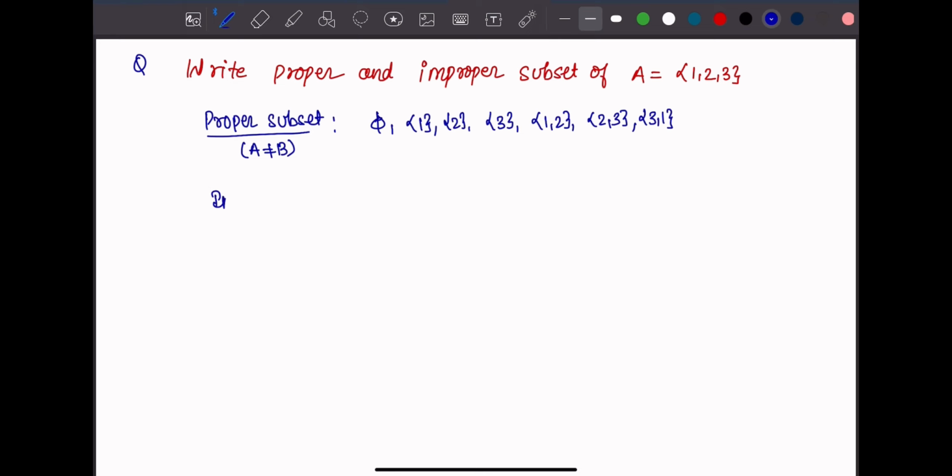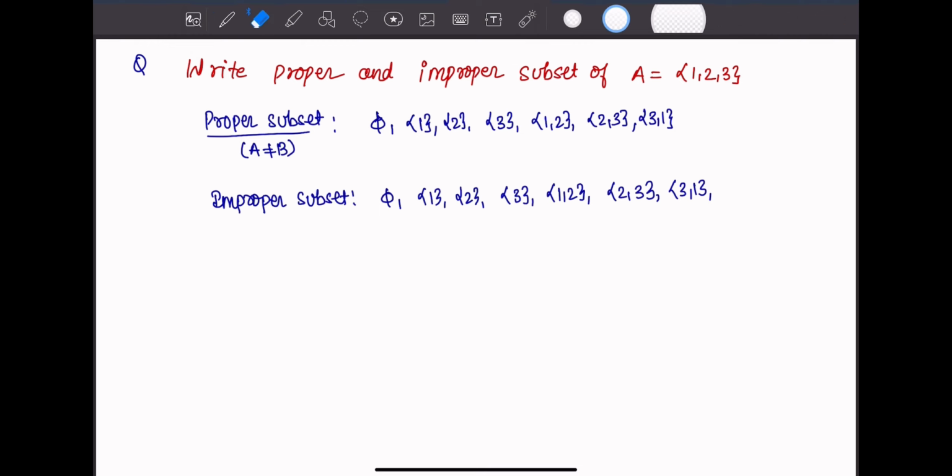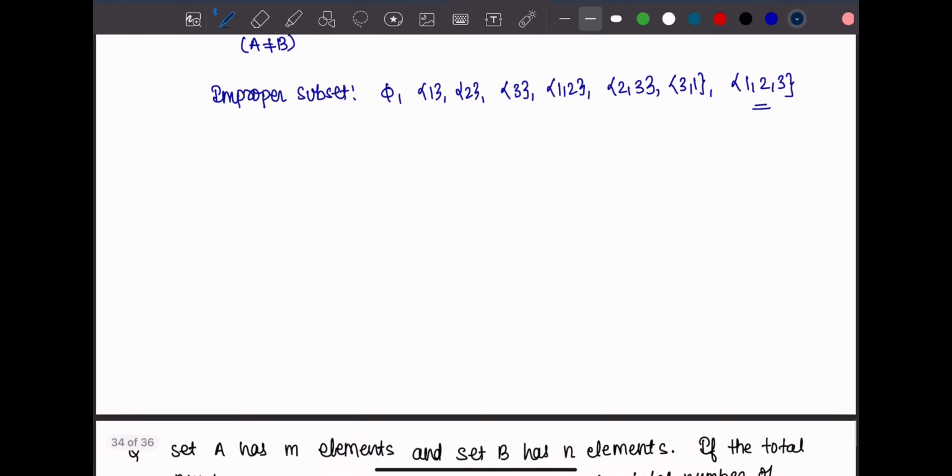And if I have to write improper subset, then what improper subset will you get here? phi, {1}, {2}, {3}, {1, 2}, {2, 3} and {3, 1}, and the set itself also. The set itself also we have to include, which means we are getting {1, 2, 3}. Now one thing comes up: the number of proper subsets and the number of improper subsets is what?